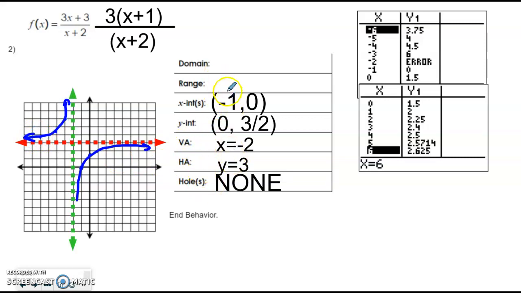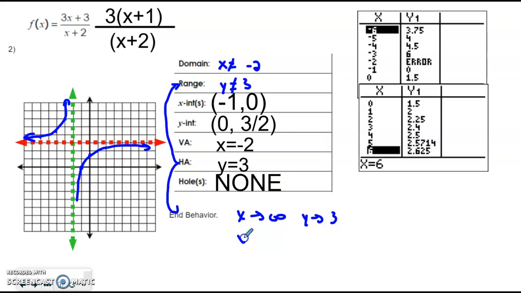So let's try to identify what's going on here. Domain, once again: x does not equal where your vertical asymptote is, which is -2. My range: y is not going to equal where the horizontal asymptote is, so y does not equal 3 in this case. End behavior: remember, this horizontal asymptote can impact the range, and it can impact the end behavior. So as x goes to infinity, my y values are going to go to +3. As x goes to negative infinity, y is going to go to +3 as well.